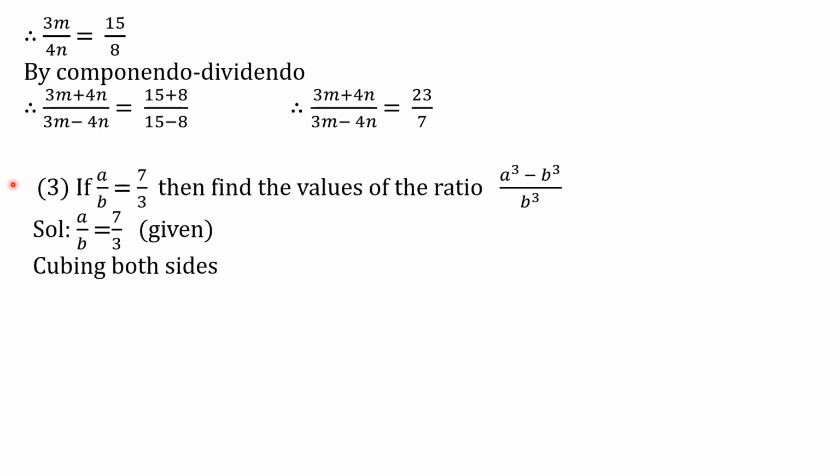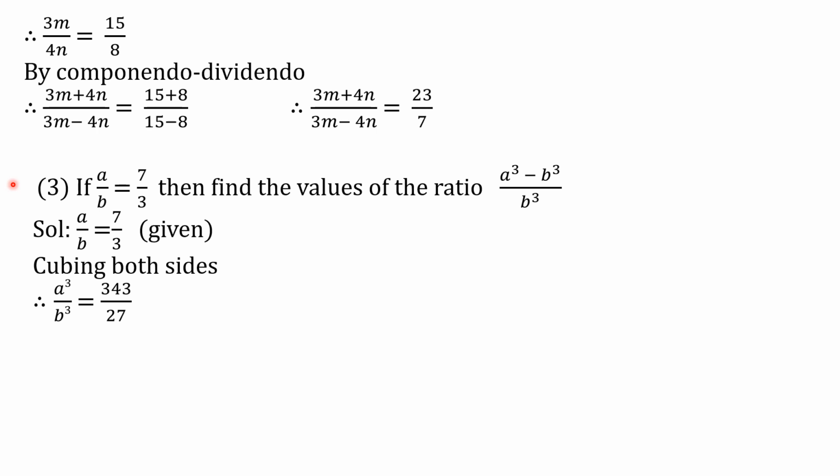So cubing both sides, you will get a cube upon b cube equal to 343. That is, 7 cube is 343, and 3 cube, 3 into 3 into 3, you'll get 27. So you'll get 343 upon 27.